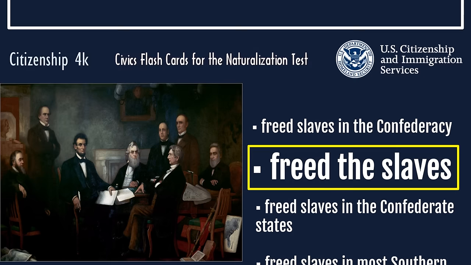What ocean is on the west coast of the United States? Pacific Ocean.